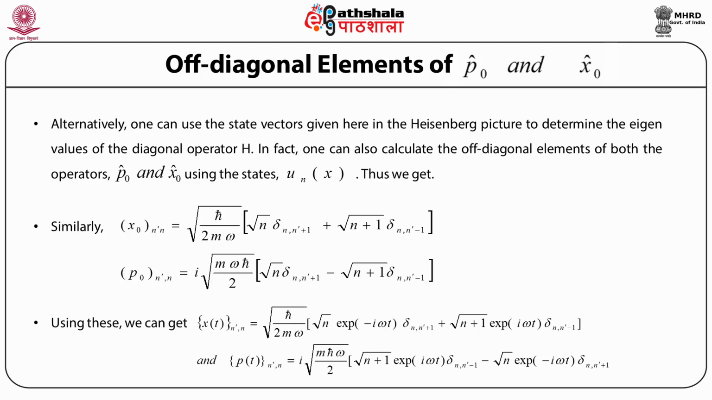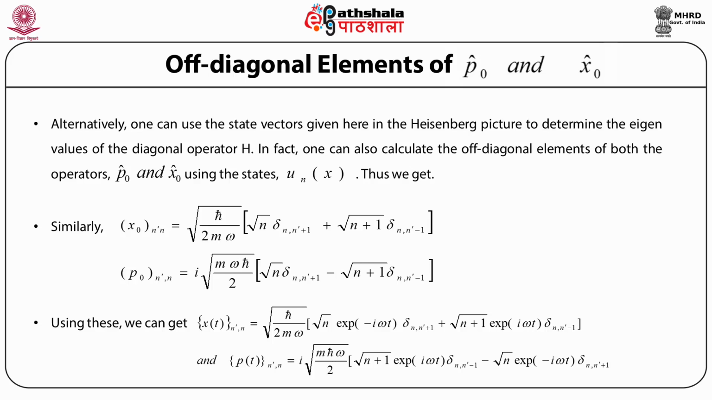Using these relations for the off-diagonal elements of the position and the momentum operator, we get the complete set of the position operator x as a function of time, n'n, equal to the square root of ħ by 2mω, times the bracket: square root of n times exponential of minus iωt times delta function n'+1, plus square root of n+1 times exponential of iωt times delta function n'-1, bracket closed.